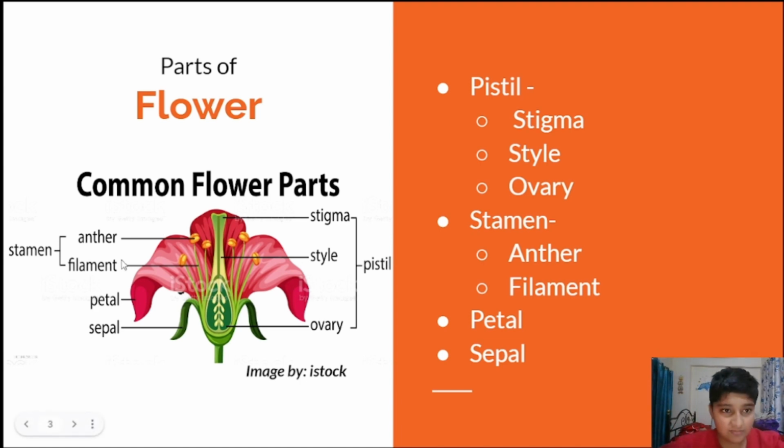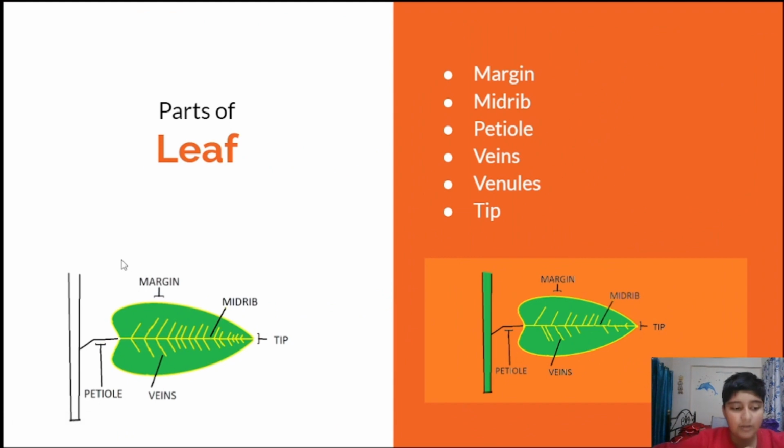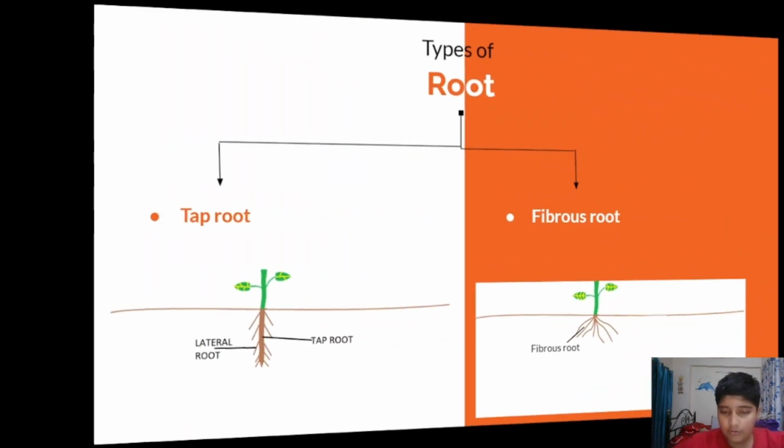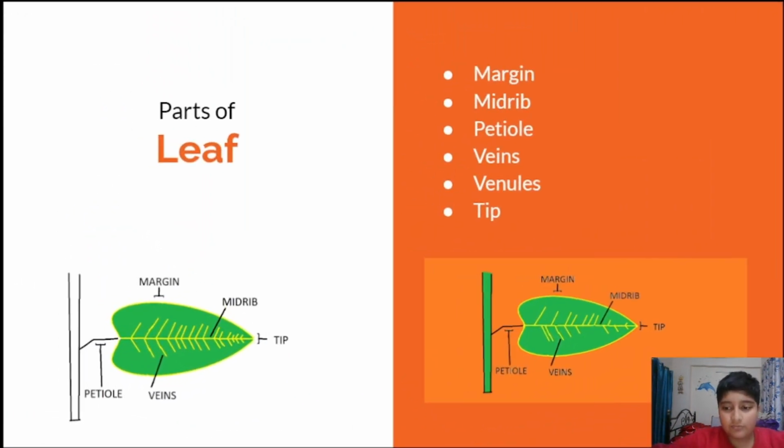So let's go on to the next topic. Our next topic is the leaf. So before roots, let's learn about the leaves. The parts of the leaves are margin, midrib, petiole, veins, venules, and tip. Whenever we have leaves, we have two types, parallel and reticulate. As you see in the diagram on the left, we see the venules or veins, these small little lines sticking out of this big one.